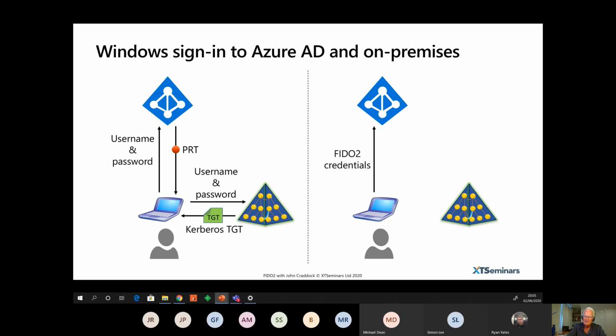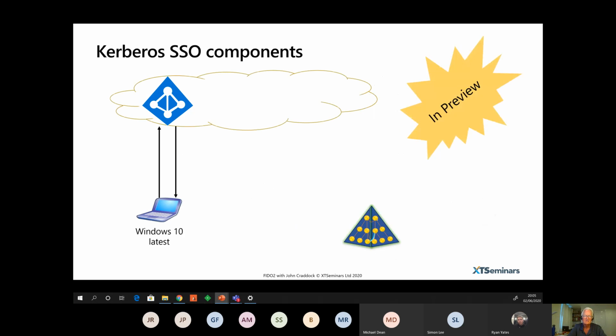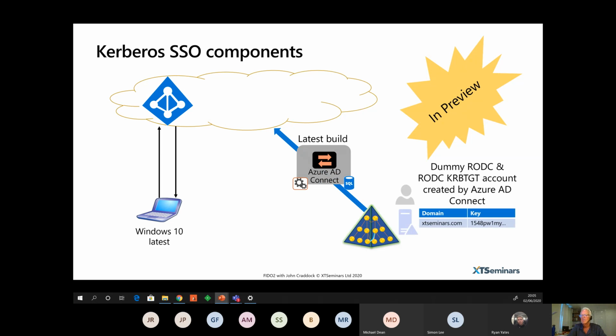If we're doing a FIDO2 credential sign-in, we don't have a username and password. So how on earth do we get a TGT? Microsoft have a solution for this. It's in preview at the moment. And what they do, using Azure AD Connect, is they actually allow you, using PowerShell, to create a dummy RODC and an RODC KRBTGT account. That's created by Azure AD Connect, as I say, using PowerShell. It's a dummy account, so there is no RODC.